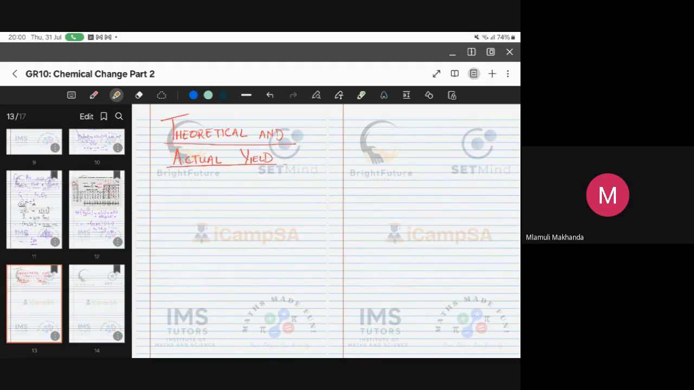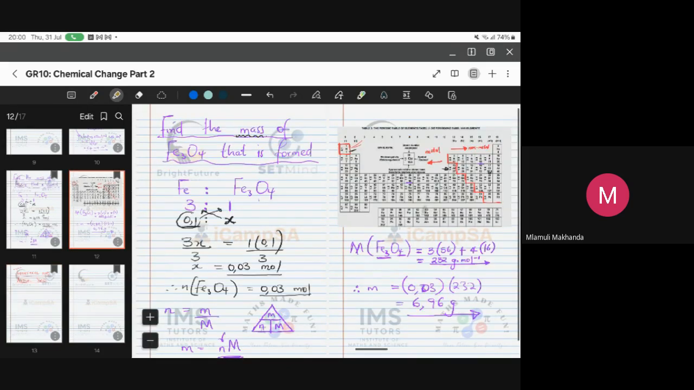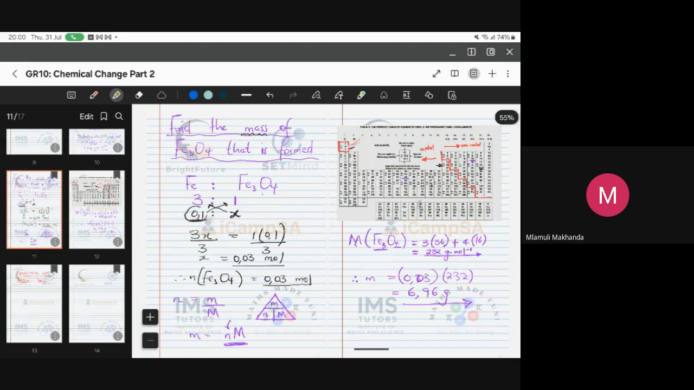What happens is before you go to the lab, you will calculate, right? Like what we were doing here. We were trying to find that if we react 0.1 moles of iron, how much will we get as the formed product, which is iron oxide? And we found that we would get 6.96 grams. This means that in an ideal world where everything is perfect, we will get 6.96 grams. However, in our world, nothing is perfect. So you won't get 6.96 grams.